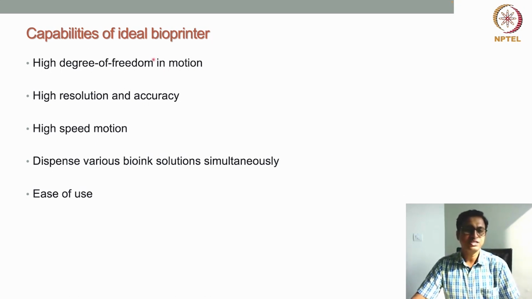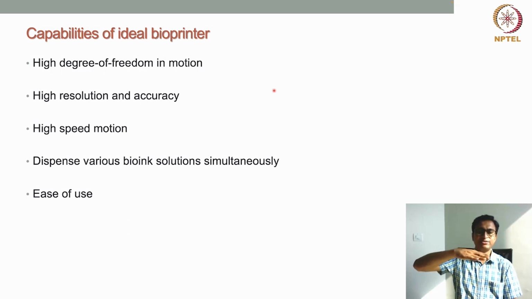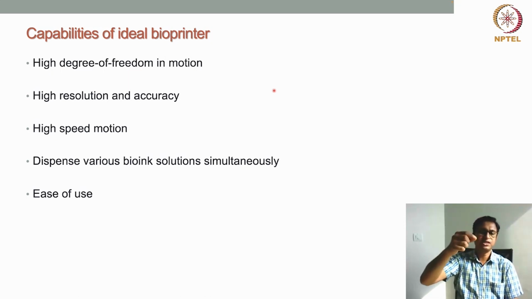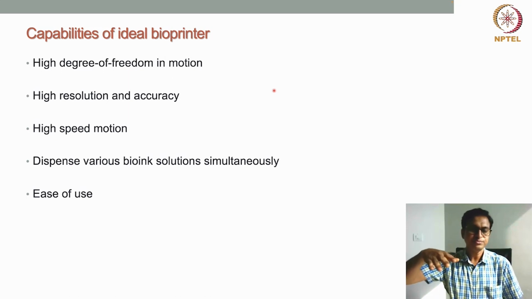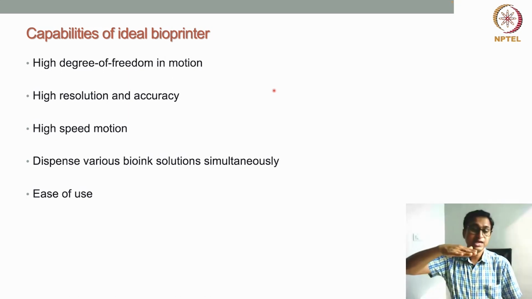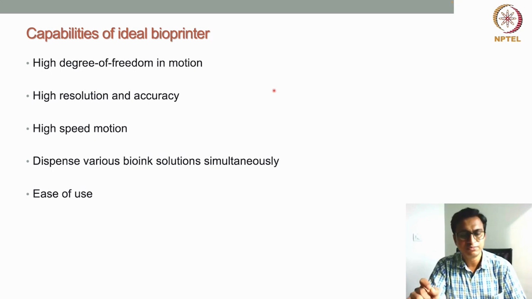First is a high degree of freedom in motion, right? Till now we have seen that the bioprinting head can move in XYZ directions. Even in the case of an inkjet based bioprinter, we have seen that the print head can move. In the case of a laser assisted bioprinter, we have seen that the laser is moving on the surface, right? But the print head should have a very high degree of freedom in motion.